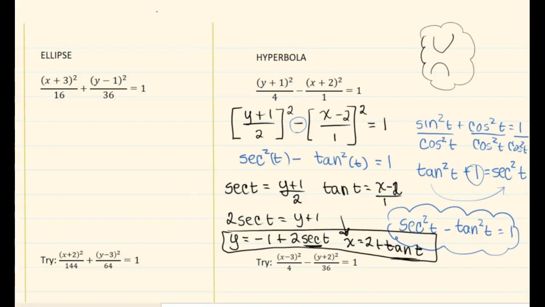So one thing that we need to remember is that whoever has secant needs to be first. So if you want it to go up and down, then the y value must be secant. If you want it to go left and right, then the x value needs to be secant. So whoever has secant determines which way our hyperbola opens. And with that, you can now try this last equation on your own. And that concludes this video.